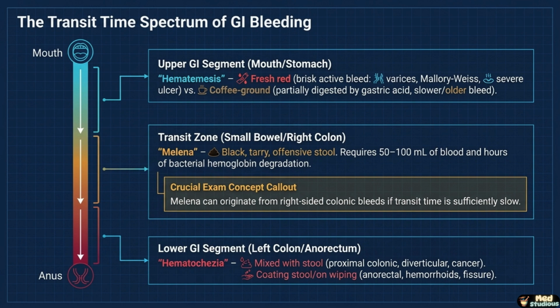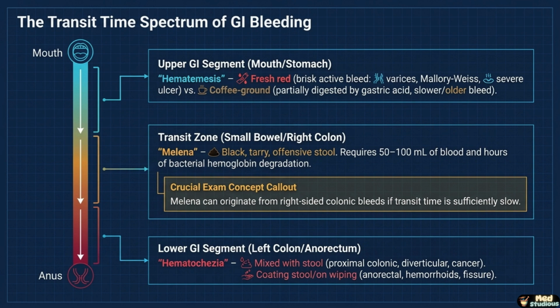As blood travels through the small bowel and right colon, it gets converted by bacterial degradation into melena, black, tarry, foul-smelling stool that requires 50 to 100 milliliters of blood and several hours of transit time to fully develop. Here's the crucial exam trap. Melena isn't exclusively an upper GI sign. A right-sided colonic bleed with sufficiently slow transit can also produce melena, a distinction examiners love to test.